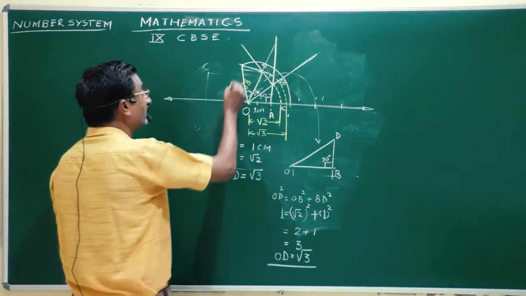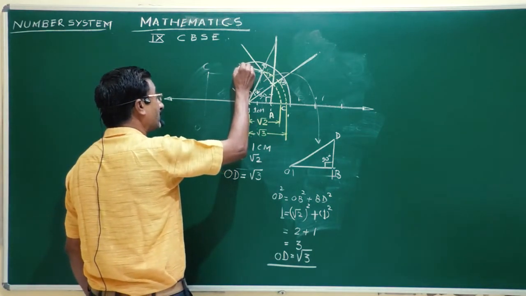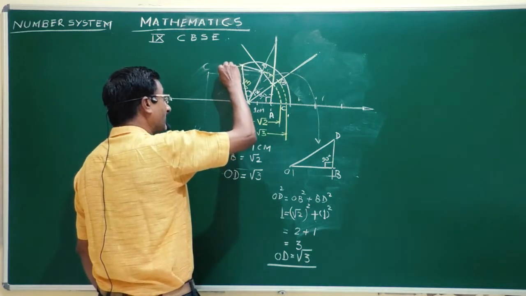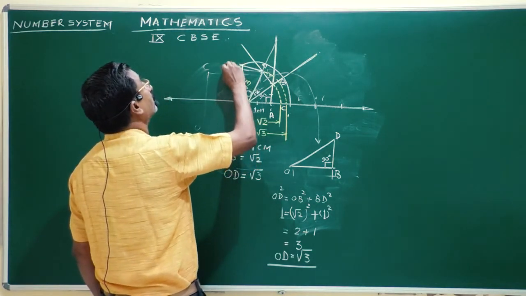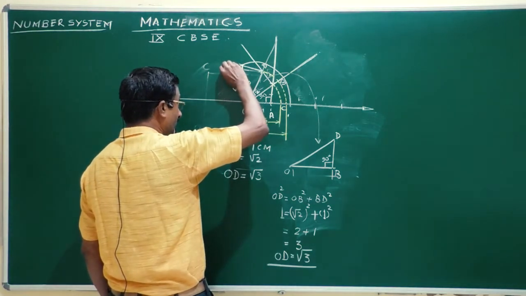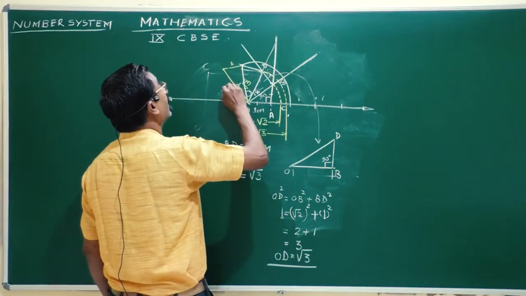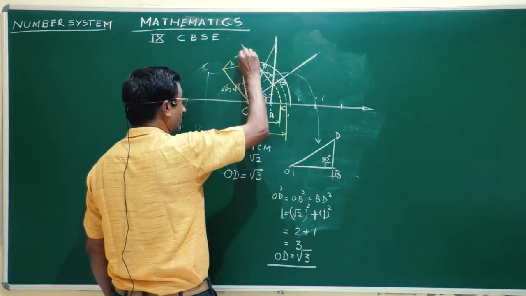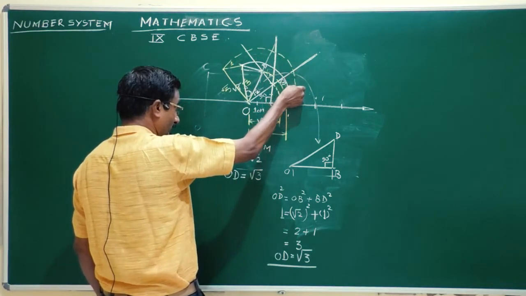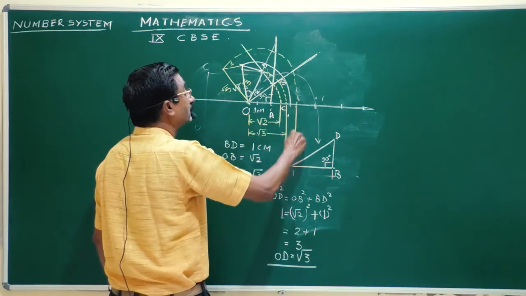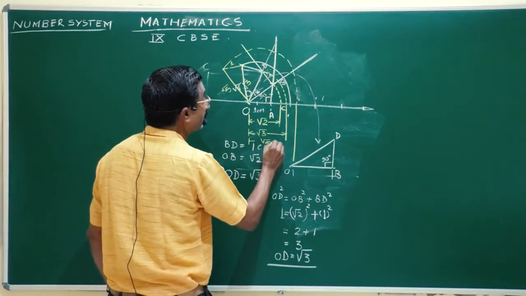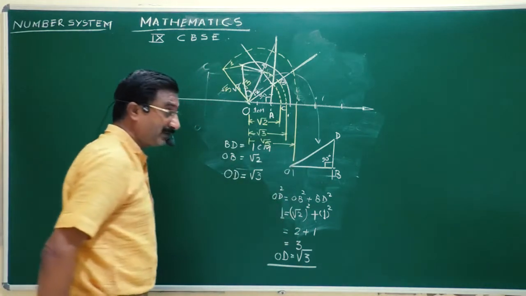Now under root 5, so we will again draw perpendicular on it, 1 centimeter here, then again join it. So if you would like to mark it on that, this is equal to under root 5. So this length will be equal to under root 5. I think the meaning is clear now.